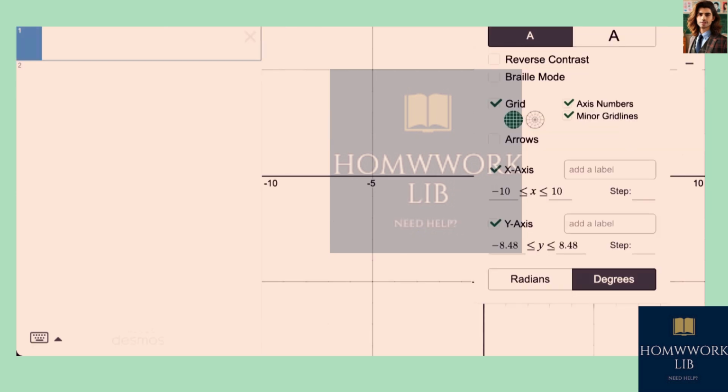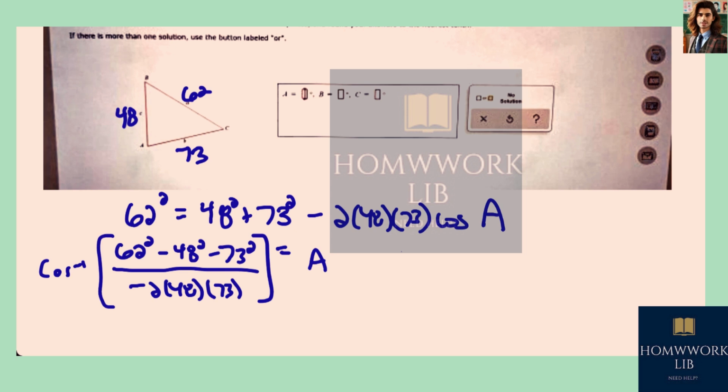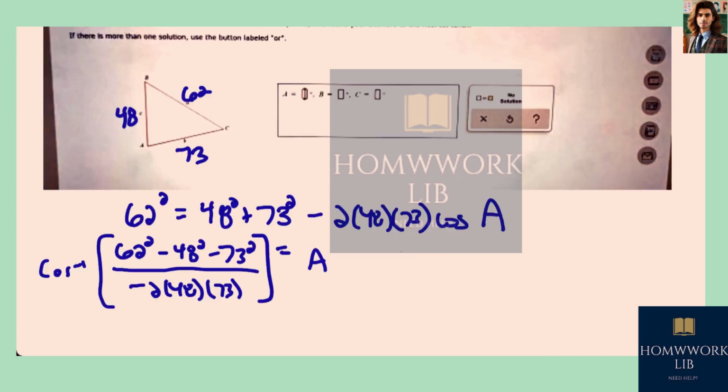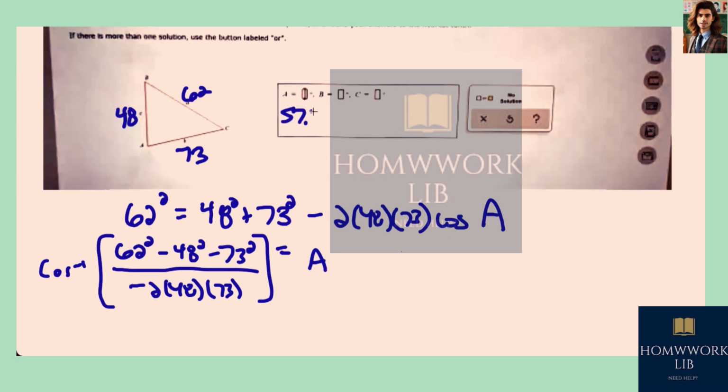But you're going to do the inverse cosine of 62 squared minus 48 squared minus 73 squared over negative 2 times 48 times 73. And we get 57, what do we need to round to here? To the nearest tenth. So that would be 57.3 degrees for angle A.